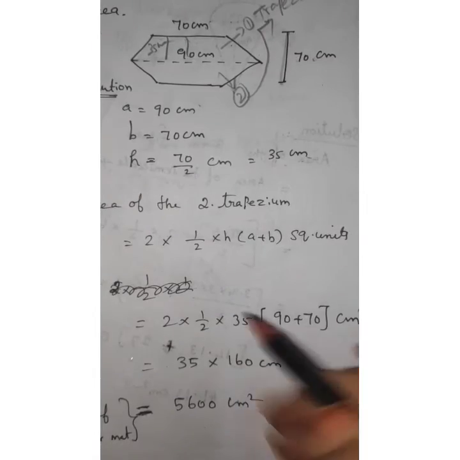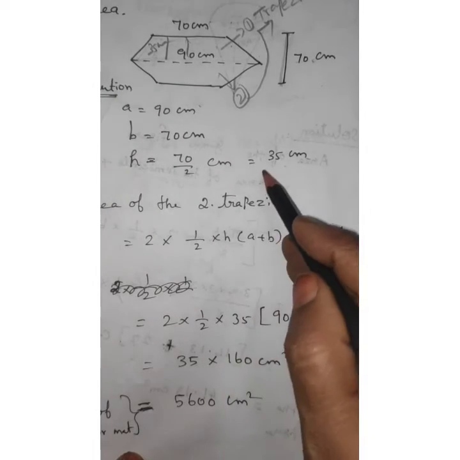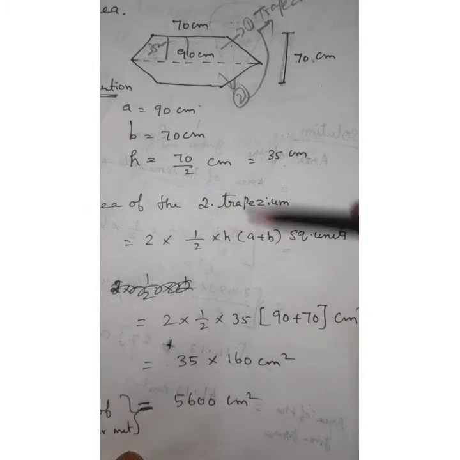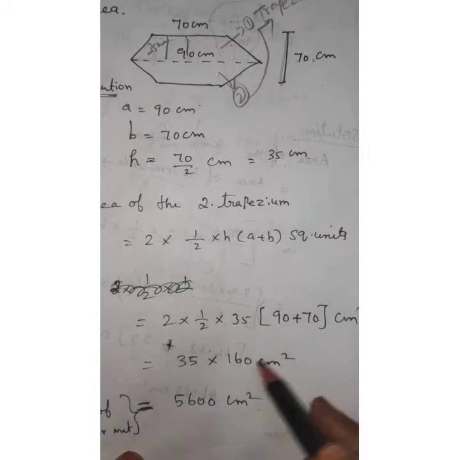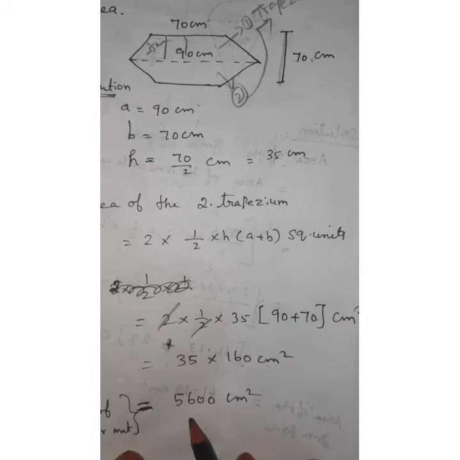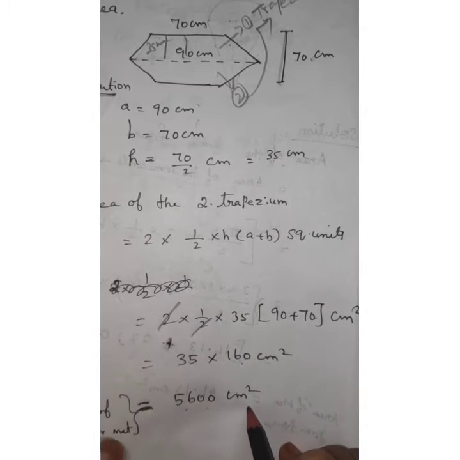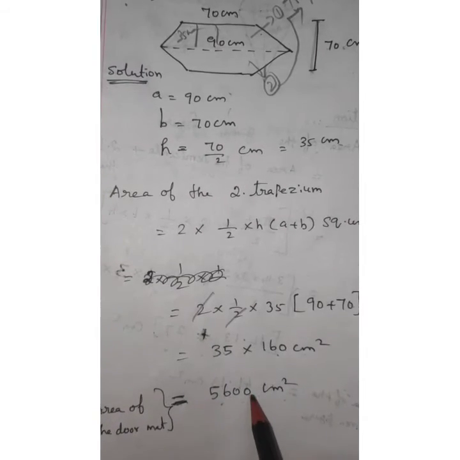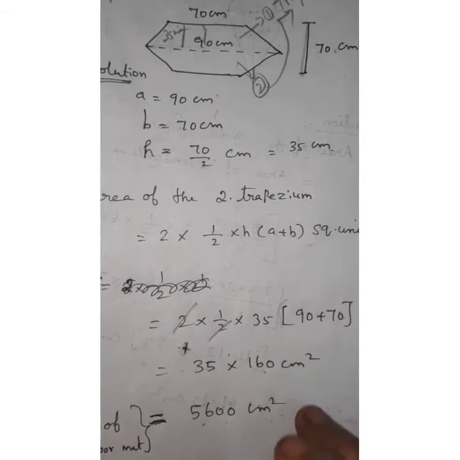So 2 into 1 by 2 into h value equal to 35, start the bracket, A value is 90, B value is 70. 90 plus 70 equal to 160. The 2 strikes out. 35 into 160 equal to 5600 centimeter square. Area of the doormat equal to 5600 centimeter square.